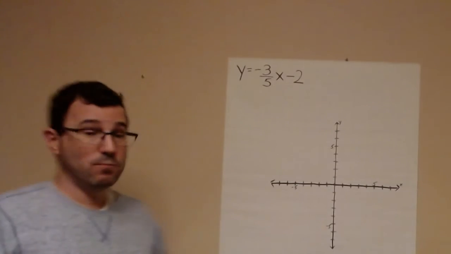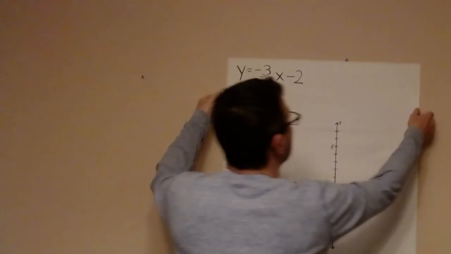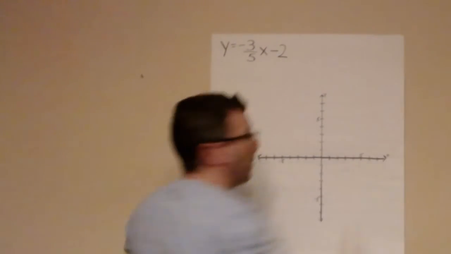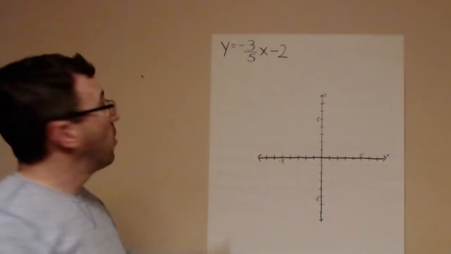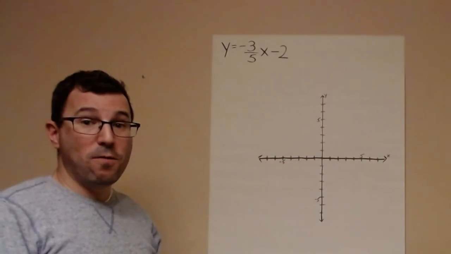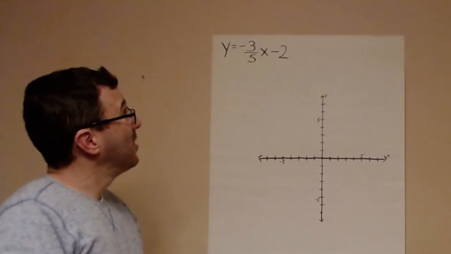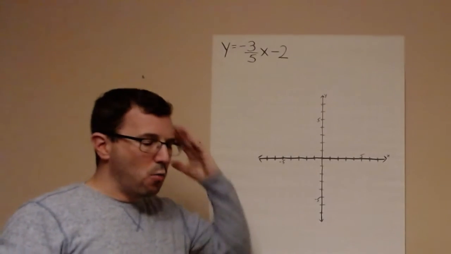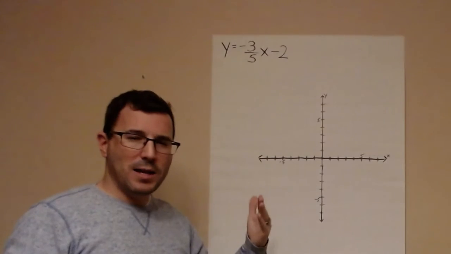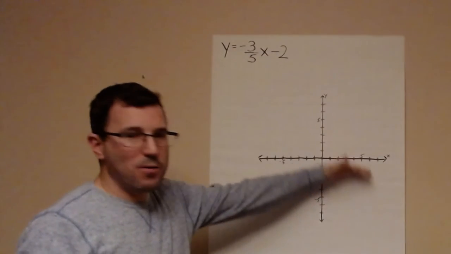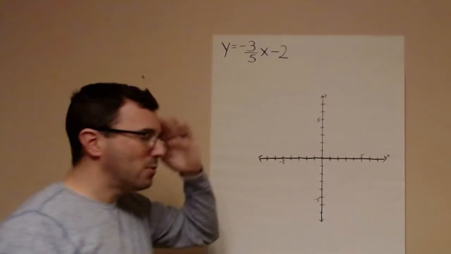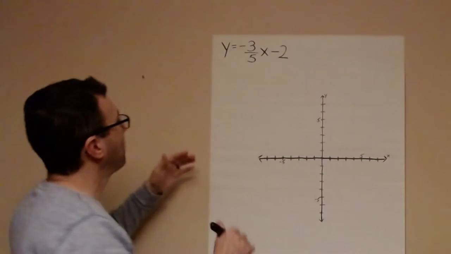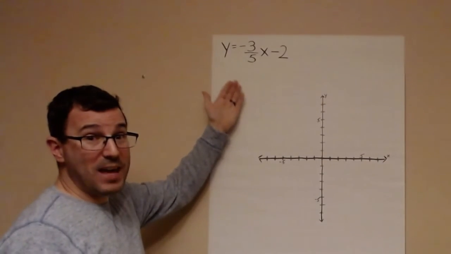My last one here. I think I'm going to move up. There we go. Yeah, much nicer. Y equals -3/5x minus 2. So I have a negative slope. So now I should already know in my head that when I look at my line, it should be angling down as it goes left to right. So I've got to remember that. If I notice that my slope is going up, then I'm doing something wrong. So y equals -3/5x minus 2.